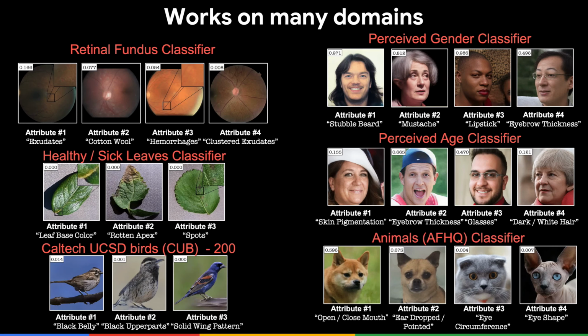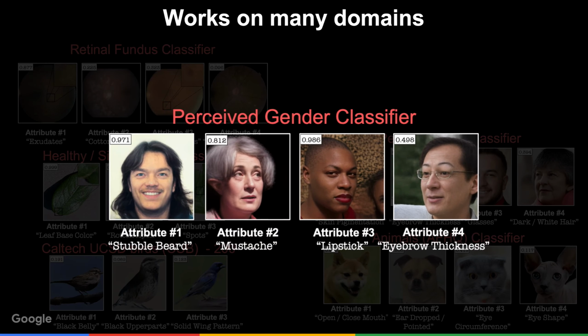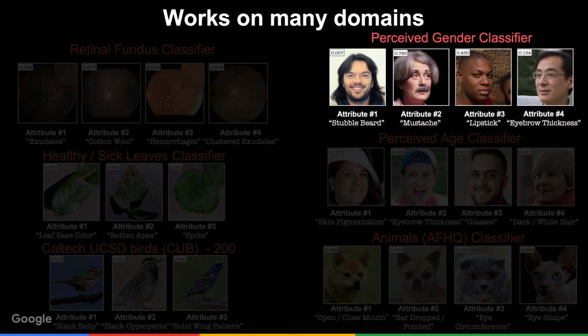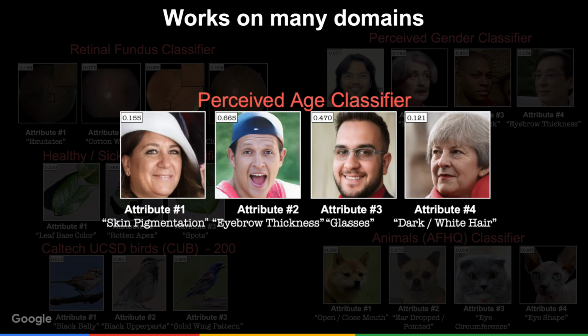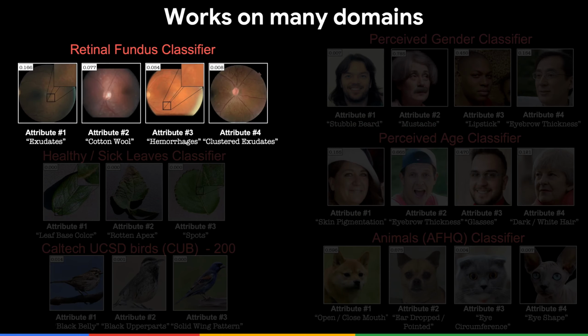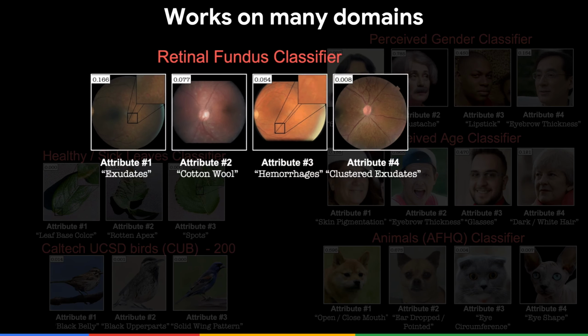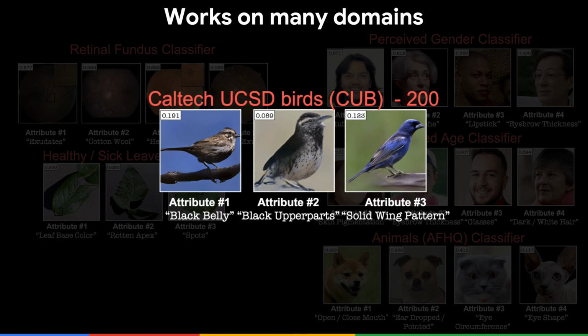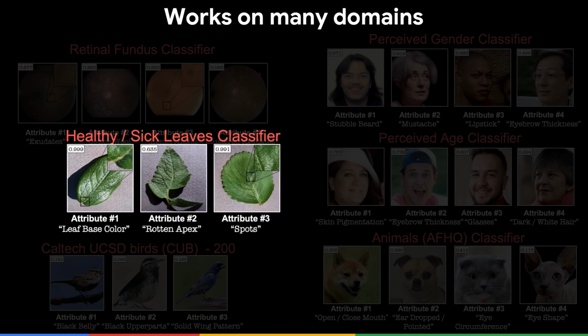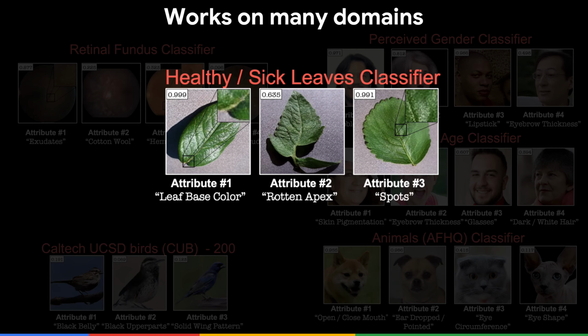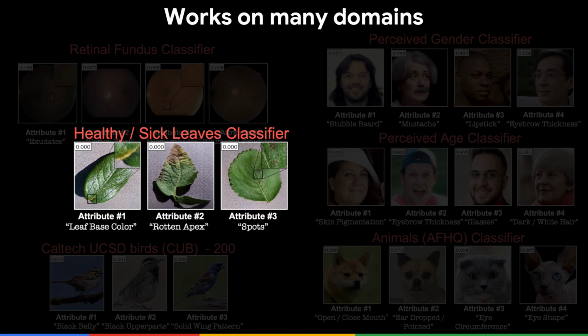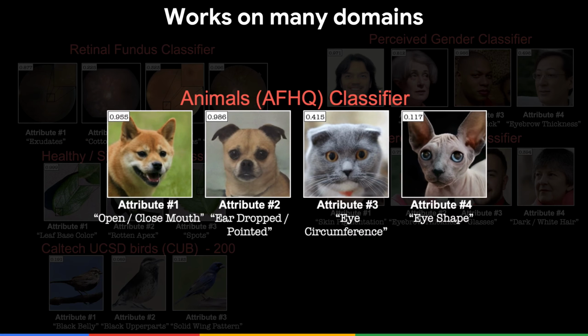Our approach works on many domains and was used to explain many different classifiers, including the perceived gender classifier, which you have already seen, a perceived age classifier, a retinal image classifier which detects diseases based on very subtle image details, a birds classifier with 200 different classes, a leaf disease classifier, an animal classifier, and more.